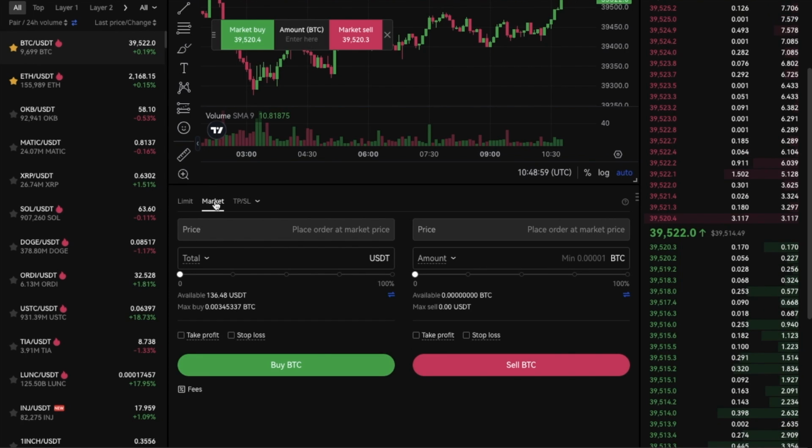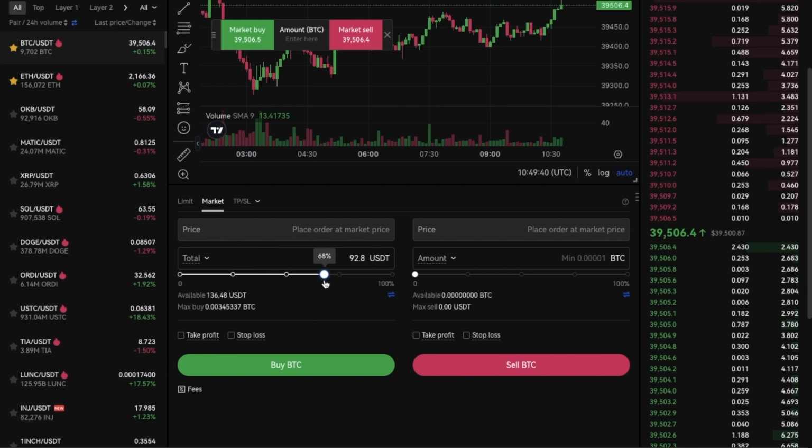Now, placing a market order essentially means that we're going to be buying at the current market price. And I'm going to show you limit and TPSL shortly, which stands for take profit and stop loss. To place a market order, you then enter the amount of crypto that you'd like to swap or trade, or you can use the slider below to select a percentage of your portfolio. And it shows your available balance and your max buy in Bitcoin below. I'm going to put in $100 of USDT now.